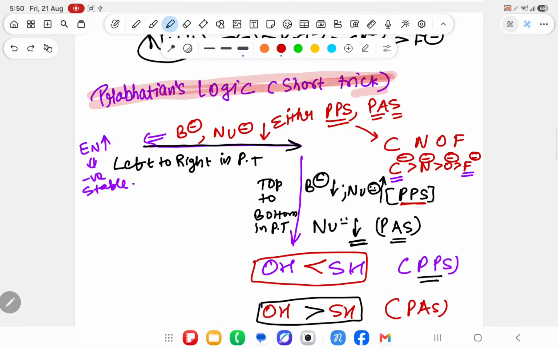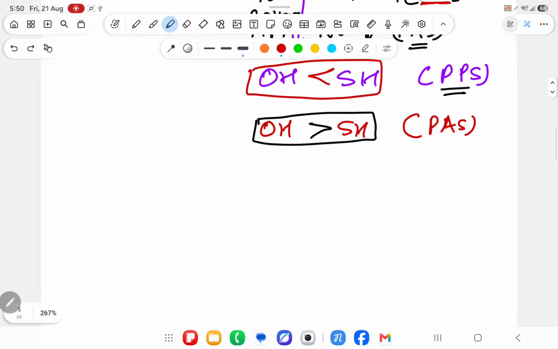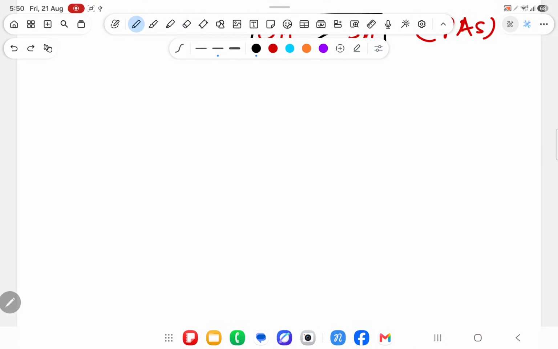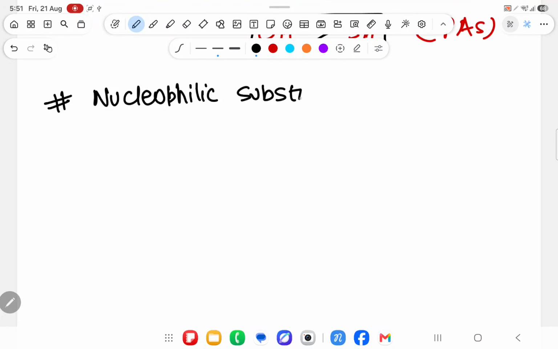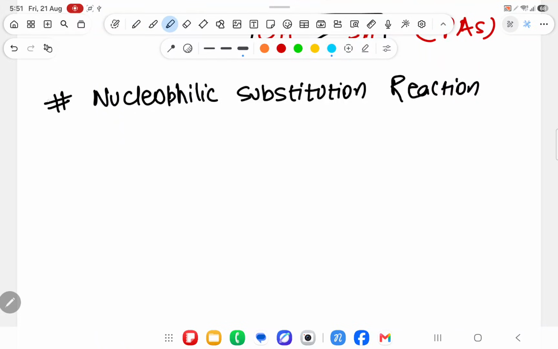Now, come to the next part of the topic. In this chapter, we have to study the next part, and the name of the topic is called nucleophilic substitution reaction. Nucleophilic substitution reaction is the next topic we will start.